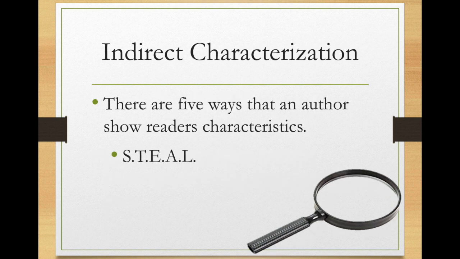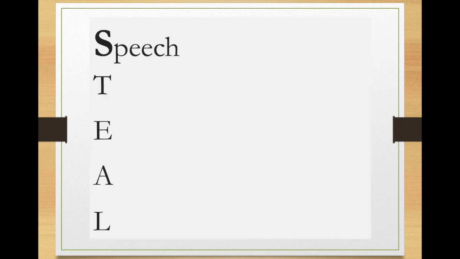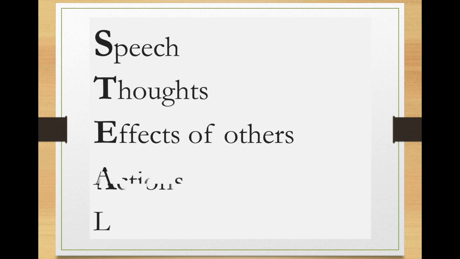Now, there are 5 ways that the author can give you these hints. And these are 5 things to pay attention to. This is a very common acronym. A lot of ELA teachers use this acronym, STEAL. What it stands for is this: speech, thoughts, effects of others, actions, and looks. When we're talking about all of these, we're talking about the character's speech, the character's thoughts, how the character affects others around him, the character's actions, and the character's looks.